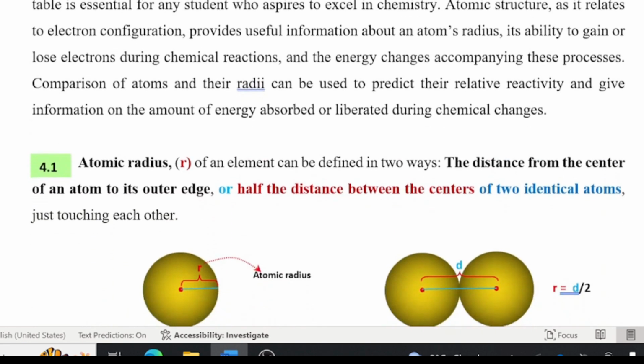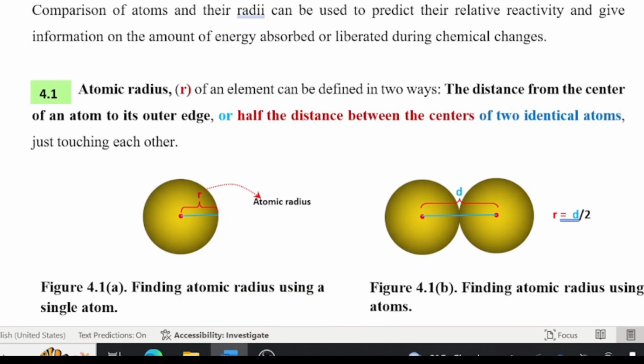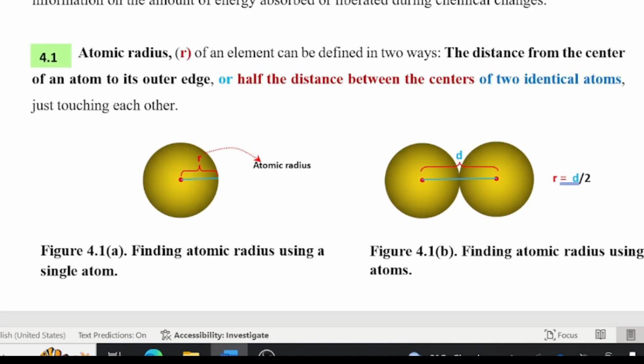Now, what is atomic radius? Atomic radius can be defined in two ways. For this atom here, the atomic radius is the distance from the center to the end of the atom, and this is called its atomic radius. The other definition is if you took two of these atoms and put them to touch each other very lightly, and you measure the distance between their centers and divide that distance by 2, that is another way of finding the atomic radius.